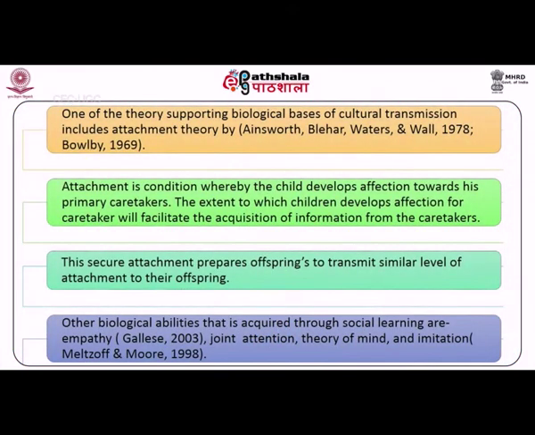One of the theories supporting the biological basis of cultural transmission is attachment, a condition whereby the child develops attention towards his primary caretakers. The extent to which children develop affection for the caretaker will facilitate the acquisition of information from the caretakers. This secure attachment prepares offspring to transmit a similar level of attachment to their own offspring. Other biological abilities that are acquired through social learning are empathy, joint attention, theory of mind and imitation.